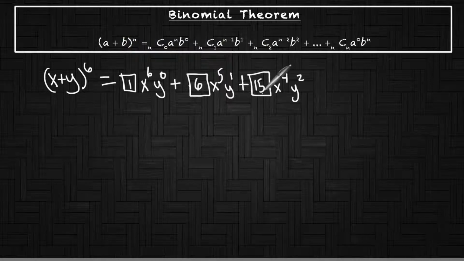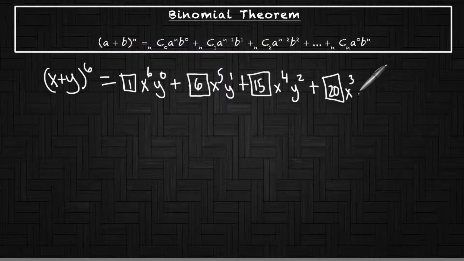So 1, 6, 15, and then the next one is going to be 6 nCr 3. So that's going to end up giving you 20. So it's going to be 20, x to the, we've got to take the x down and raise the y up. And then something really cool happens. Once you get up to this certain number, they actually start to go back down.